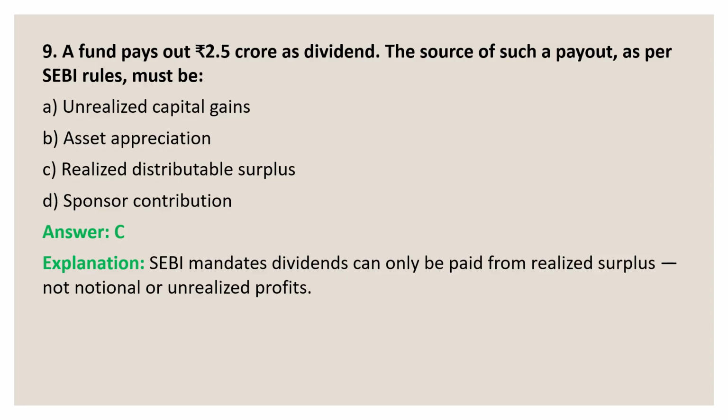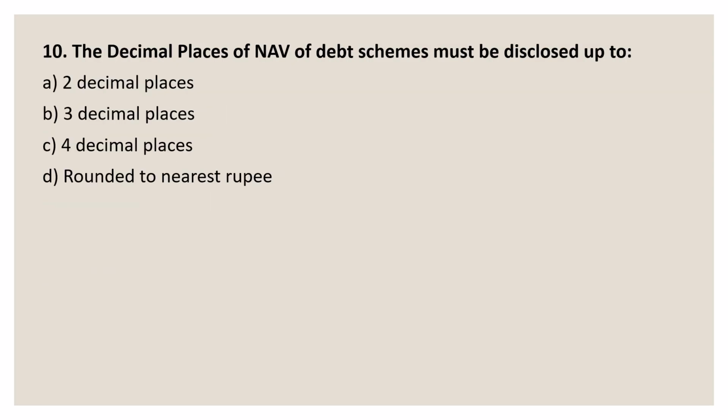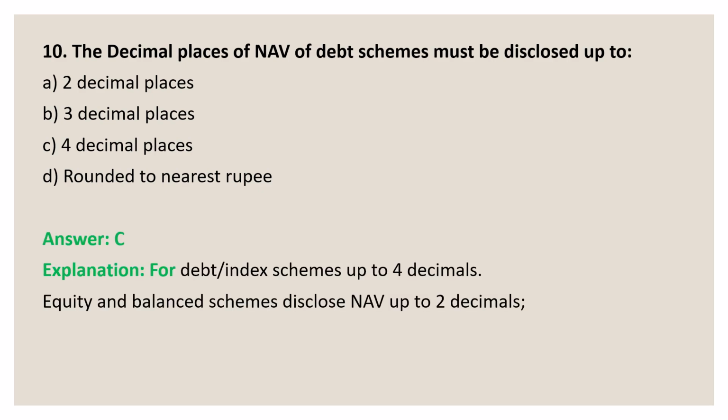Next question. The decimal places of NAV of debt schemes must be disclosed up to option A, 2 decimal places; option B, 3 decimal places; option C, 4 decimal places; and option D, rounded to the nearest rupee. Correct answer is option C, 4 decimal places. For debt or index schemes, up to 4 decimals. For equity and balanced schemes, disclose NAV up to 2 decimal points.